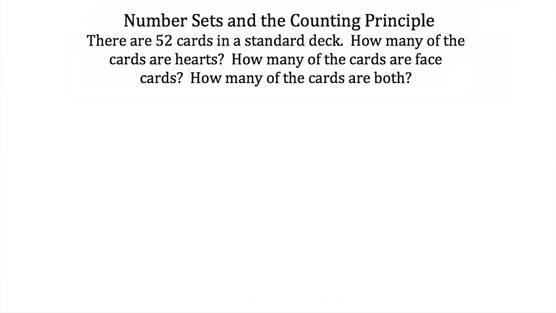Now there are many different ways to illustrate number sets. Here we're told that there are 52 cards in a standard deck, and we want to know how many of these cards are hearts, how many of these cards are face cards, and how many of the cards are both a heart and a face card. Well, a popular way to illustrate a number set is to use a Venn diagram.